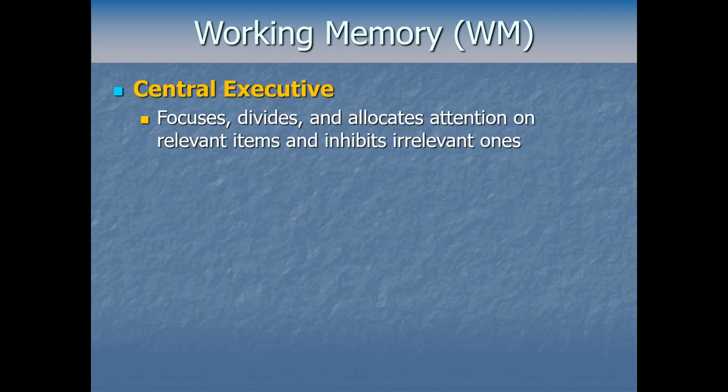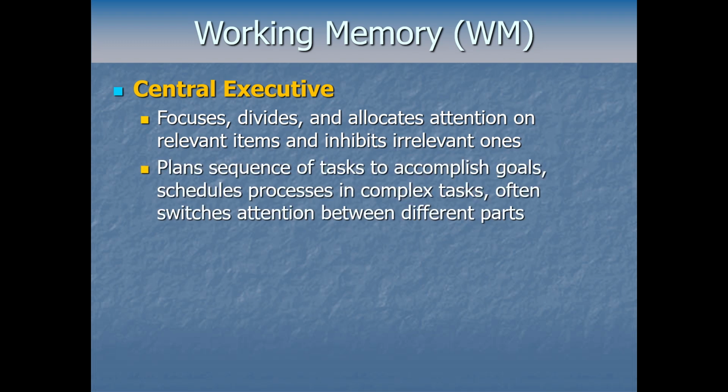Finally, there's that piece, the central executive, that controls it all. You can think of it as a process that focuses, divides, and allocates our attention, helps control things, puts our attention towards relevant items or inhibits irrelevant ones, right? Selective attention.